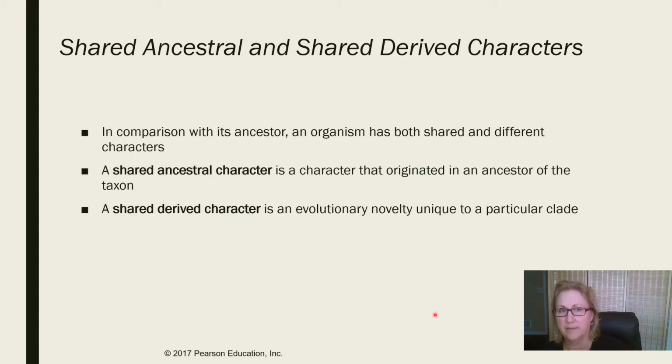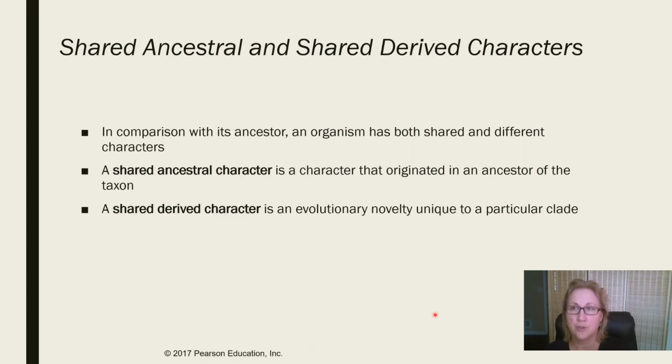For any trait, if we're talking about a particular lineage like lizards, we want to ask what the ancestor of this group was like. Species that have those ancestral characters have a shared ancestral character. They have it because their ancestor had it and they never lost it. A derived character is something that evolved as a novelty in a particular branch.